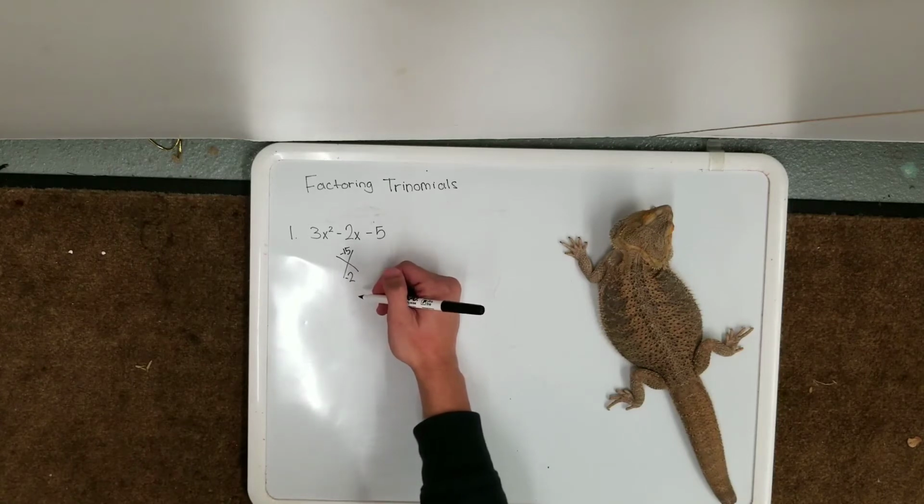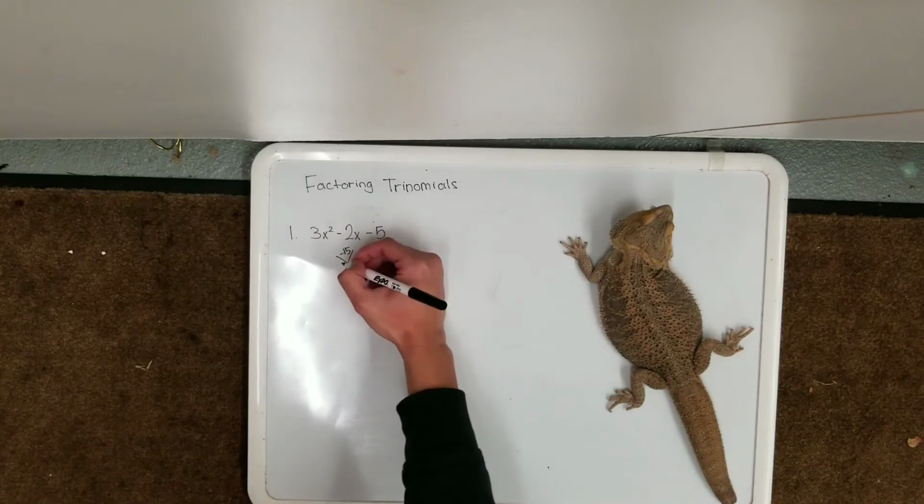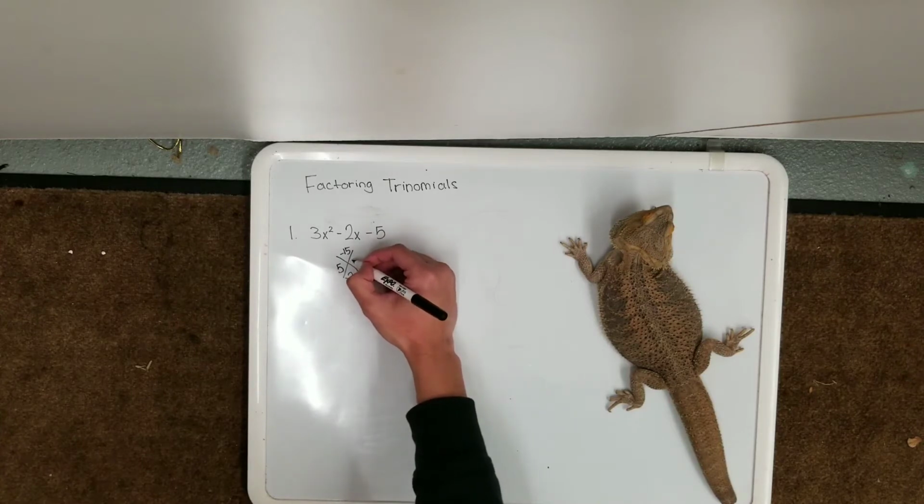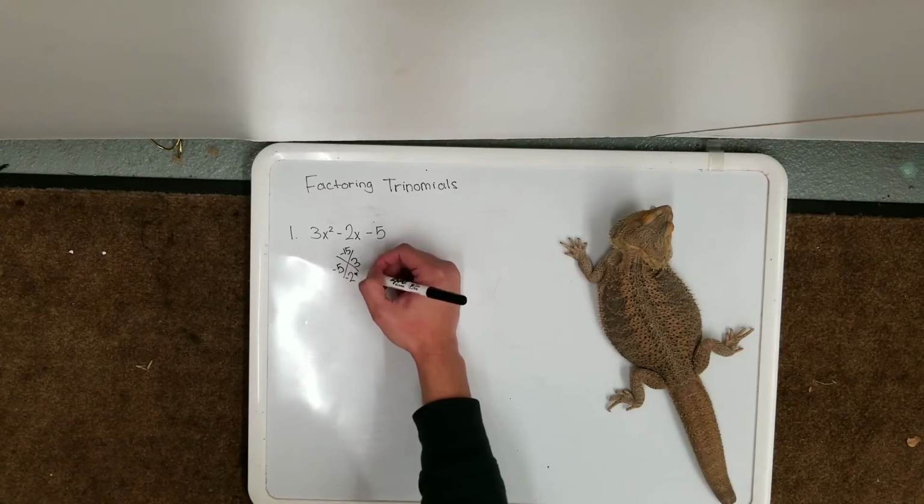Now we have to find what can go into negative 15 and negative 2. 5 and 3. The 5 will be negative since negative 5 times 3 is negative 15, and negative 5 plus 3 is negative 2.